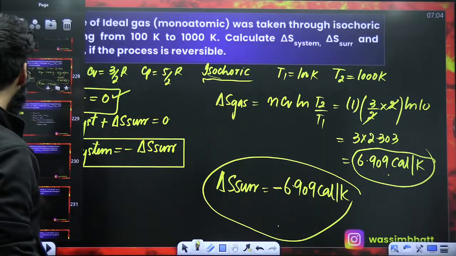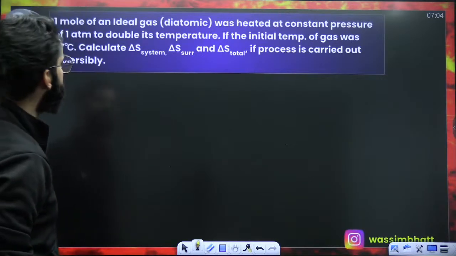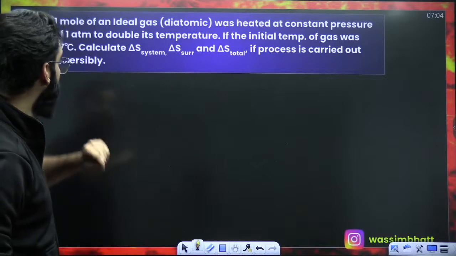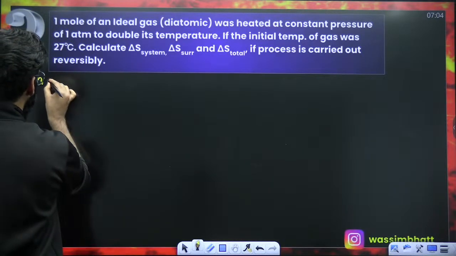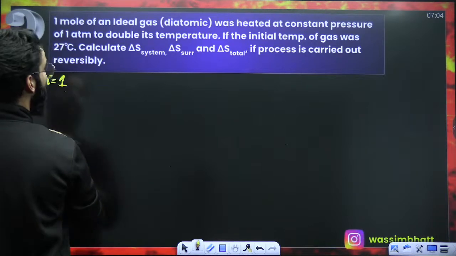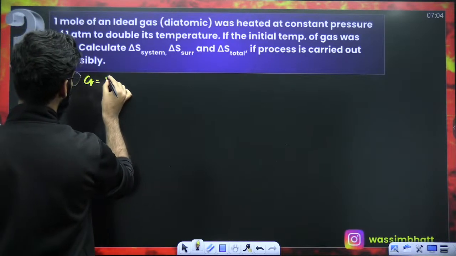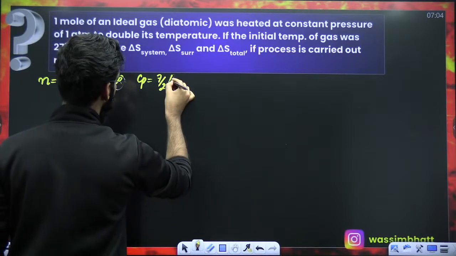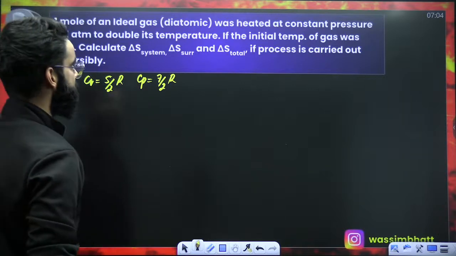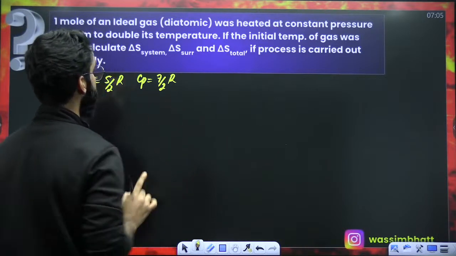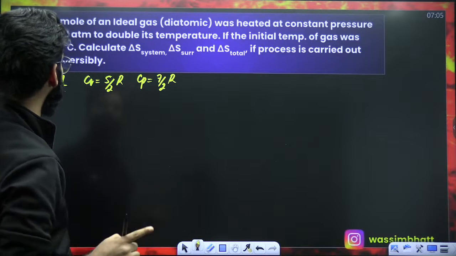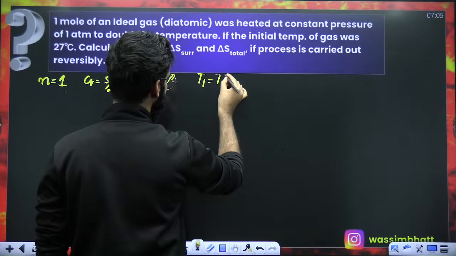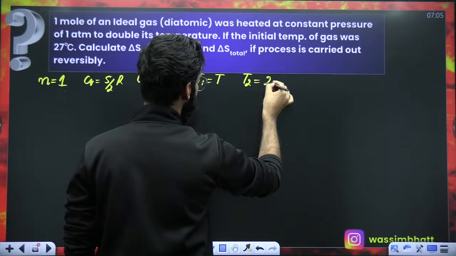Okay, let's try out one more question. The question is: 1 mole of an ideal gas, which is diatomic in nature. So Cv is equal to 5 by 2 R, Cp is equal to 7 by 2 R. So 1 mole of ideal diatomic gas was heated at a constant pressure of 1 atm to double its temperature. So the initial temperature is, for example, T, and the final temperature of the gas is 2 times T.